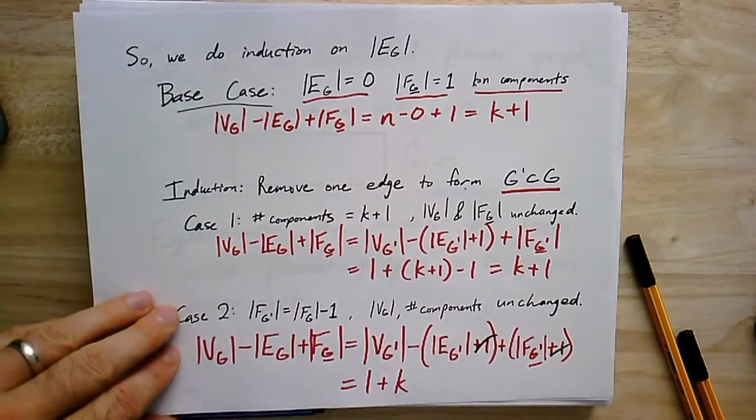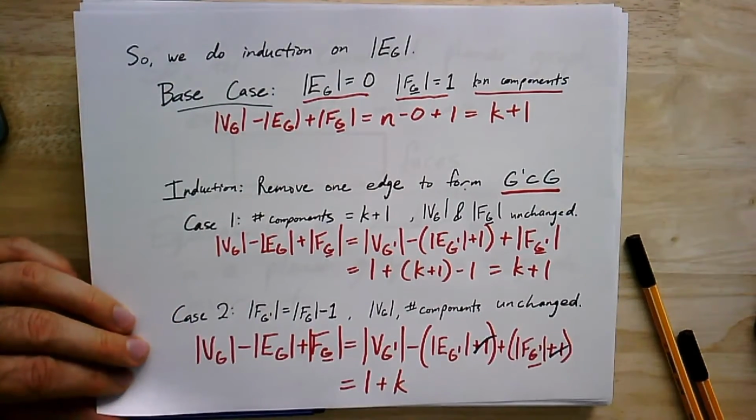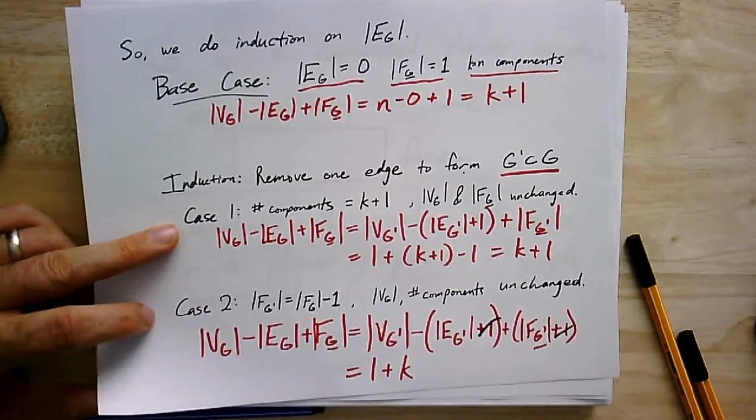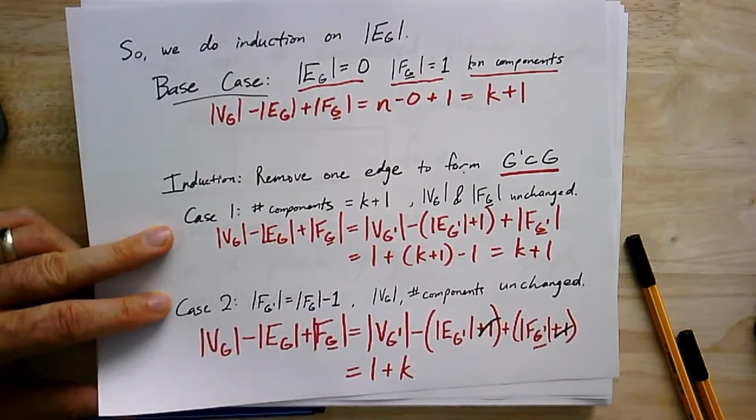So this is it, right? Just by induction on the number of edges, we get the main theorem, again using the fact that there are only these two cases which came from the Jordan curve theorem.